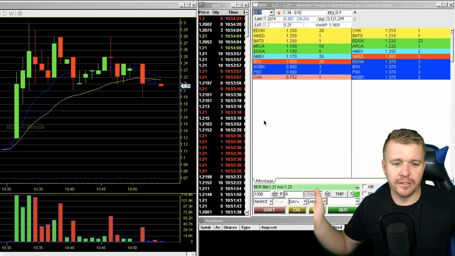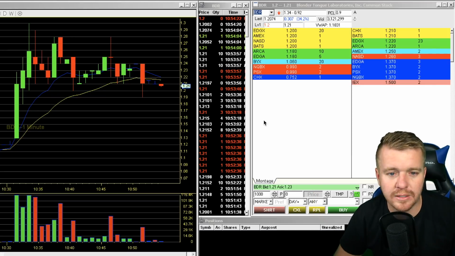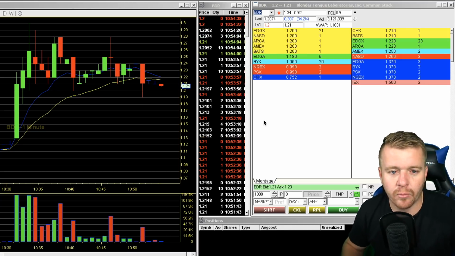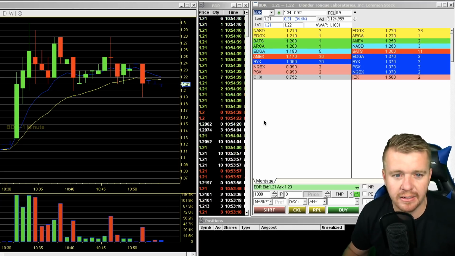There it is, level 2. Make sure you're using it. You need to see what's going on with level 2, the order book, and see kind of what is going on with the market and where people are buying, where people are selling at. There it is.